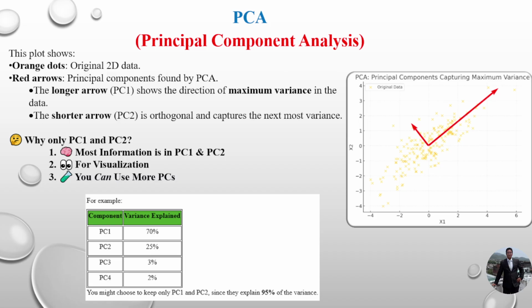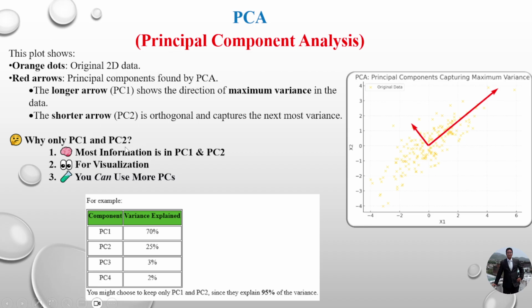Next, this plot shows the visualization of the principal components. Here the orange dots represent the original 2D data, and the red arrows represent the principal components found by PCA. The longer arrow, PC1, shows the direction of maximum variance in the data, whereas the shorter arrow is orthogonal and captures the next most variance in the dataset. And why are we only considering PC1 and PC2?